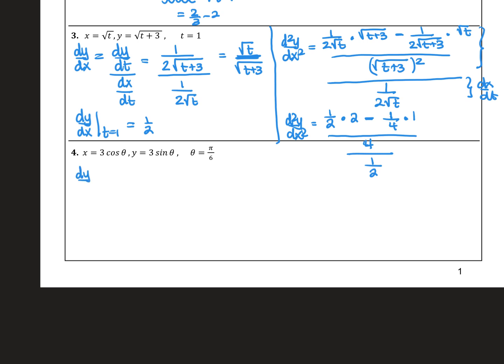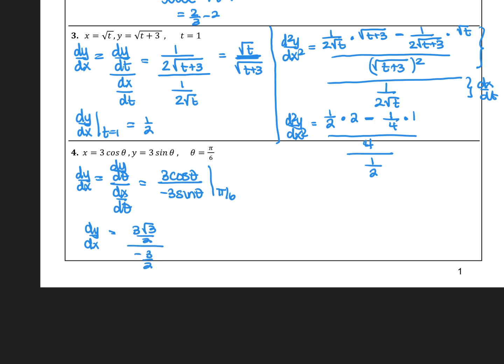Again, dy/dx. This time it's going to be dy/dθ over dx/dθ. So 3 cosine theta and minus 3 sine theta. And if I'm evaluating this at pi over 6, our first derivative is then 3 root 3 over 2 and negative 3/2. So it's just going to be negative root 3.